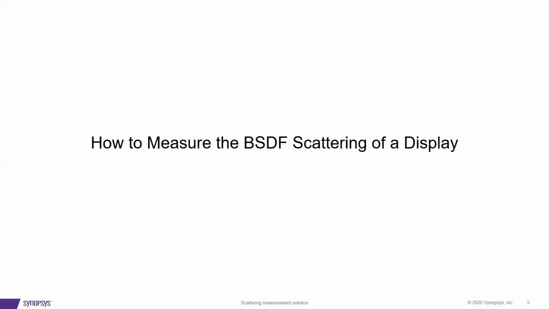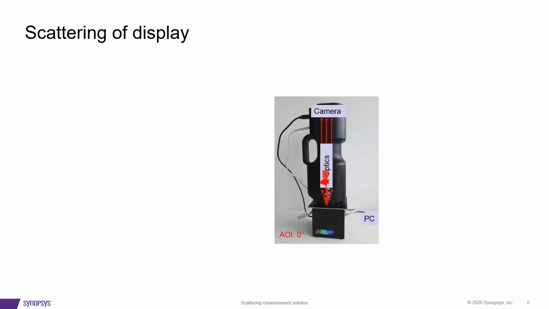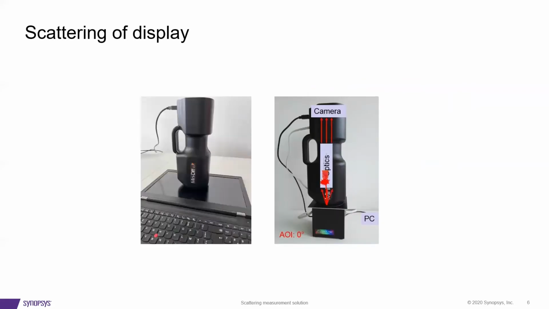But now, how to measure the BSDF scattering of a display? Synopsys offers multiple solutions for measuring the light scattering properties of displays. The results can be imported in optical design software, such as LightTool, for optical system ray tracing and virtual prototyping. You can also purchase an instrument for high-resolution BSDF measurements, such as the MiniDiff V2 or the Reflet 180S. In just a few steps, you can configure the instruments to measure the display BSDF and quickly provide results.